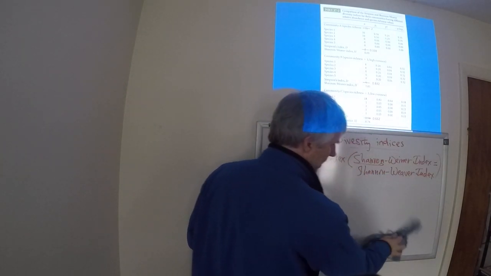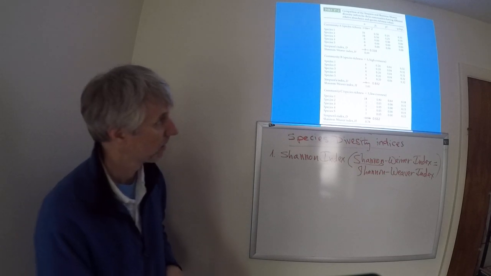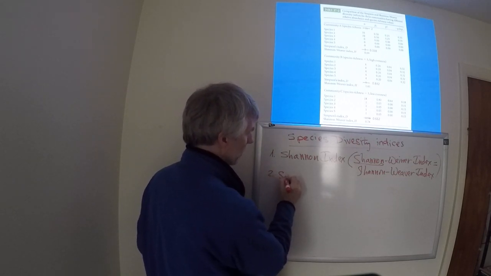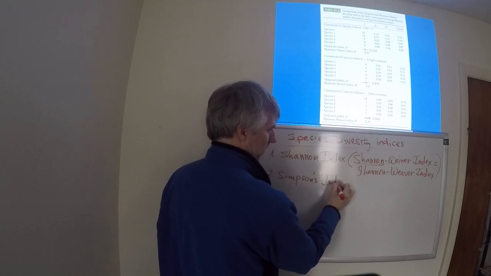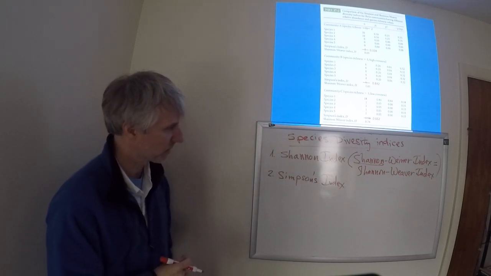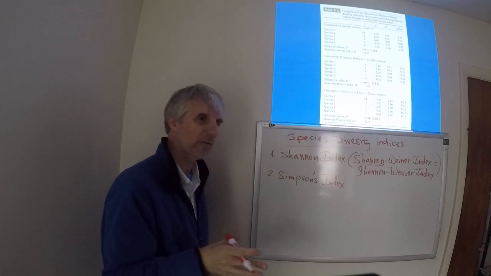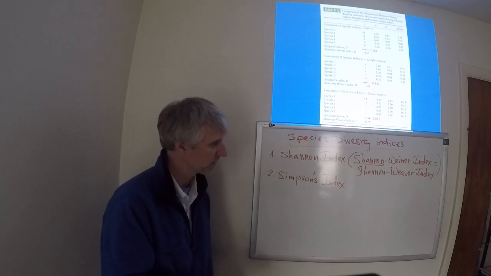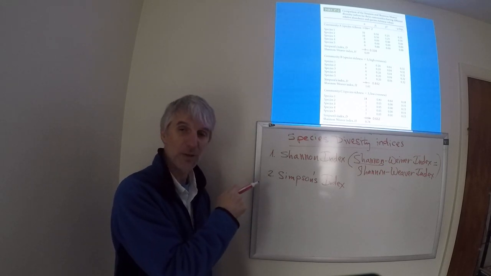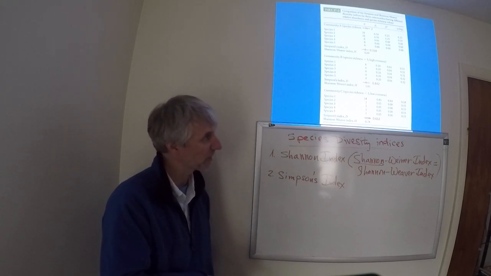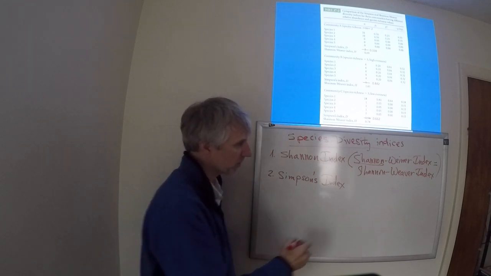The second index here is called Simpson's Index. And just to make things really confusing, there are a few different ways to calculate Simpson's Index, neither of which is done correctly on this figure. We're going to do it one particular way.